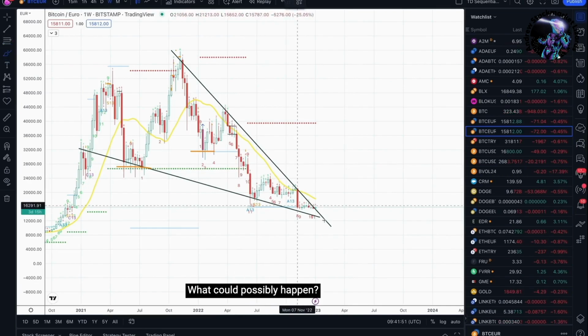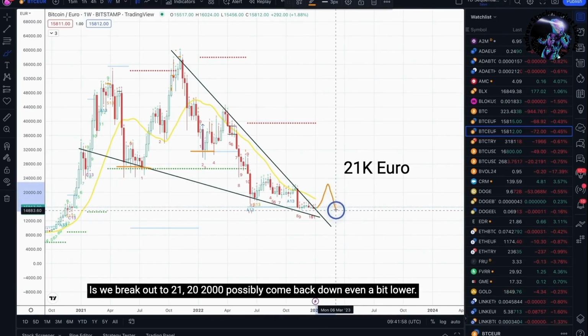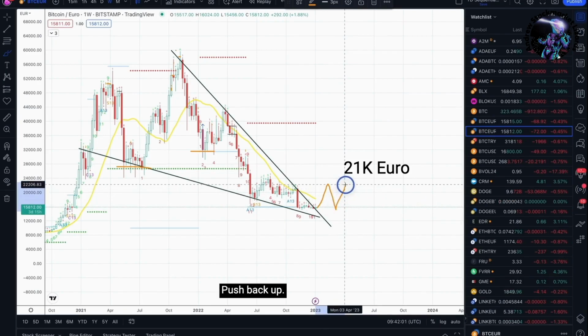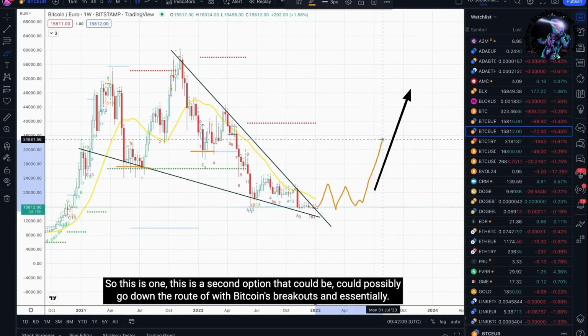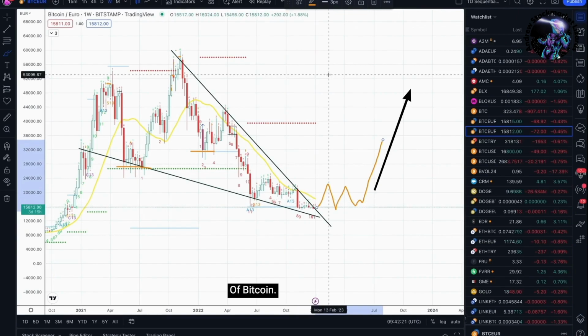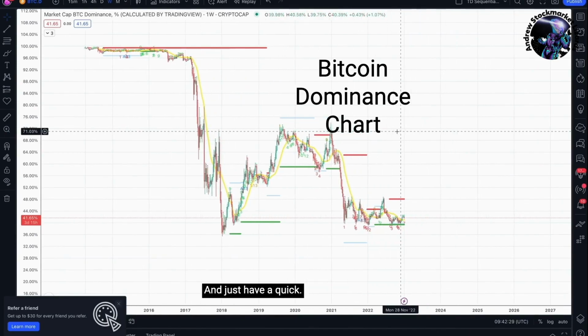What could possibly happen is we break out to 22,000, we possibly come back down, even a bit lower, push back up to 22k, somewhat in this area, make an accumulation phase, and then we start breaking out. So this is a second option that we could possibly go down the route of with Bitcoin's breakout and essentially end this bear market of Bitcoin. I'd like to go into the Bitcoin dominance chart and just have a quick outlook on what's going on here.